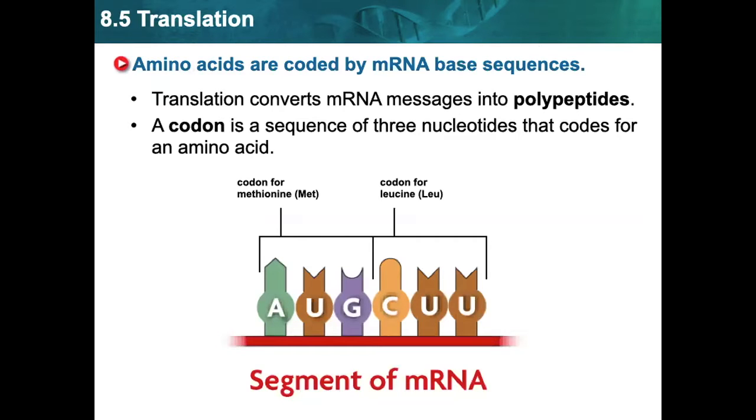So each codon has a unique letter sequence, 3-letter sequence, which calls for a certain amino acid. There's only 20 amino acids. There's a lot more combinations of codons. And so a lot of codons will code for the same amino acid. Usually about 3 or so will code for the same amino acid. So there is a little bit of overlap.